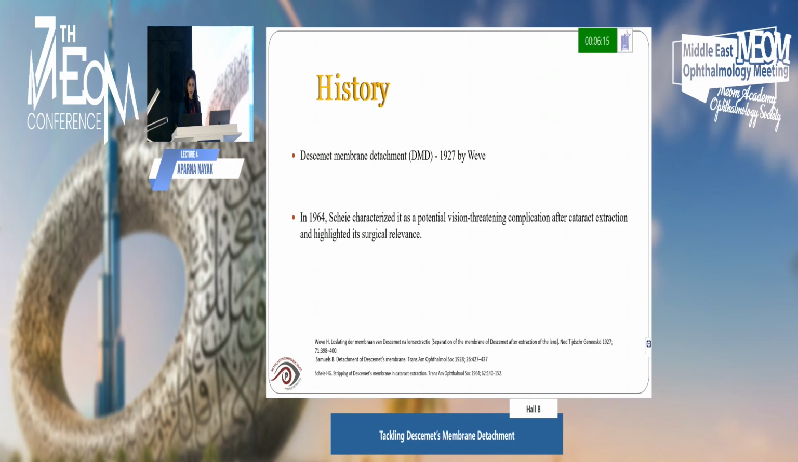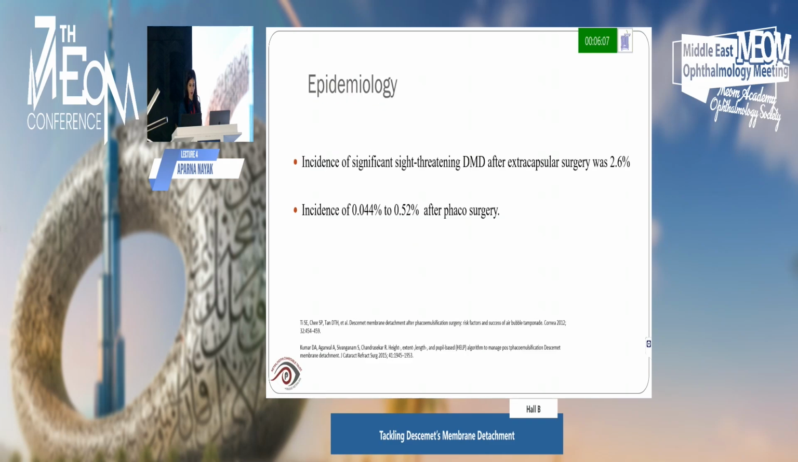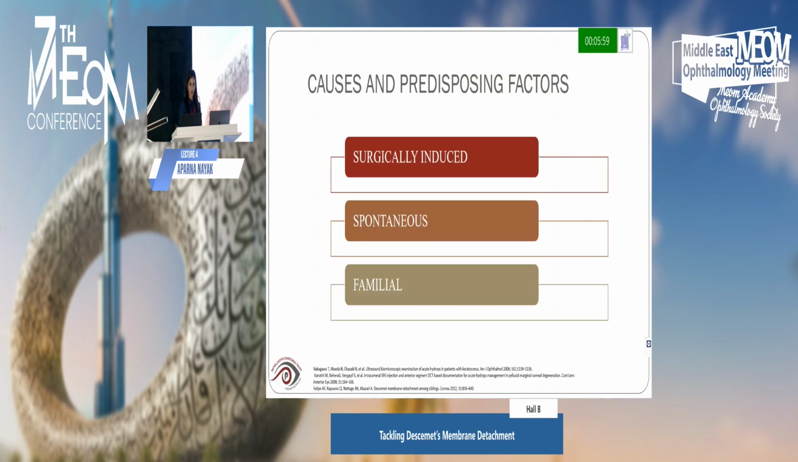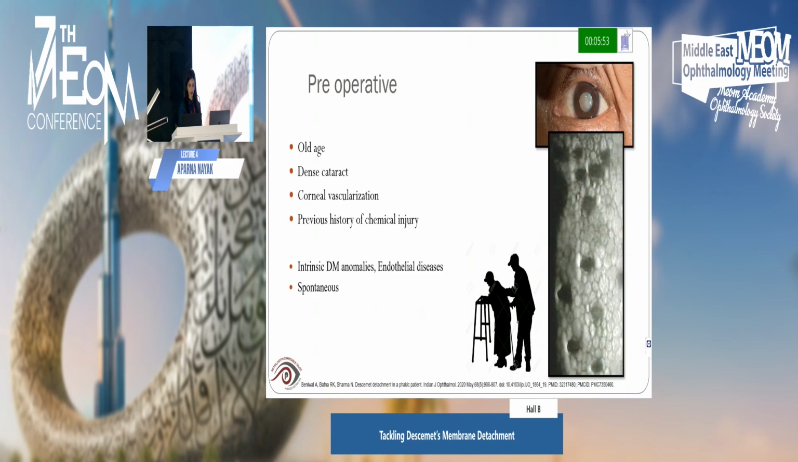It was first described by Weve in 1927, and it was described as a potential vision-threatening complication after cataract surgery in 1964. The incidence is around 0.044 to 0.52 percent after phacoemulsification and 2.6 percent after ECCE. The causes and predisposing factors are many. It could be surgically induced, spontaneous, and familial.